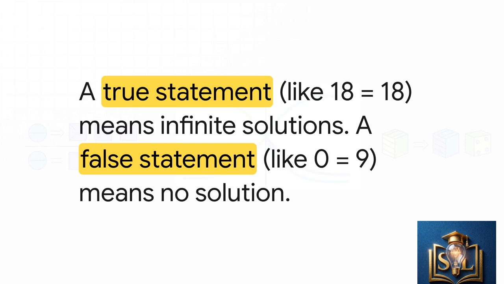The variables might just completely disappear. If you end up with a statement that's just always true, like 18 equals 18, that's your clue that the lines are coincident. You've got infinite solutions. But if you get a statement that's just plain false, like 0 equals 9, well, that's the math telling you the lines are parallel and there's no solution at all.